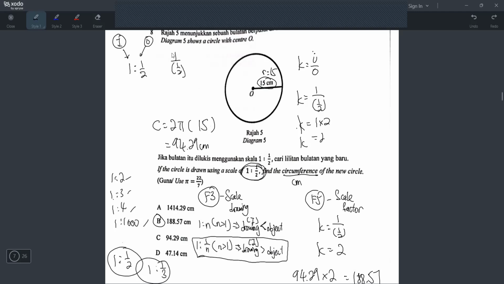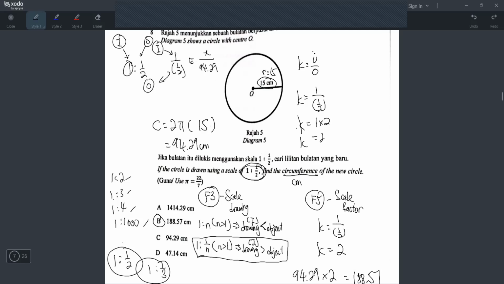Okay, sorry, 1:1/2. The one on top is the image, the drawing. The one at the bottom is the object. So what is the drawing in this case? You don't know, right? You want to find x. That's why you don't know. And then for the bottom one, it will be 94.29. So you can also calculate it like this, because in the scale drawing, the front number is for the image, the new drawing, and then the 1/2 will be the original circle.